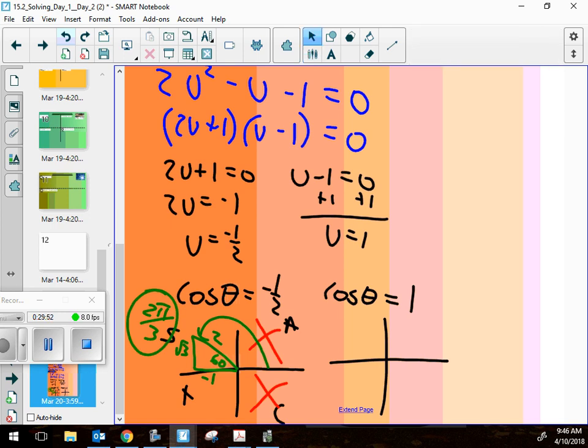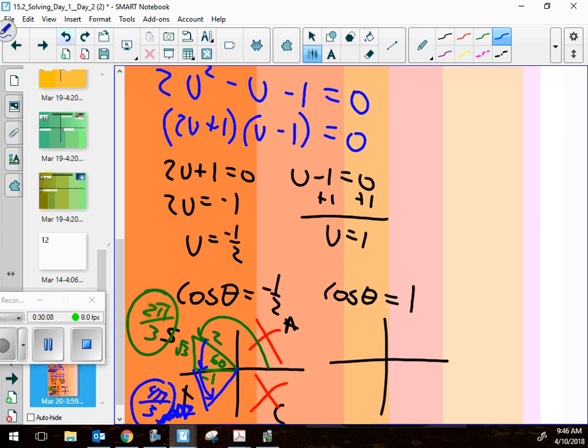And this one, 3 pi over 3 would be here, 4 pi over 3. Oh, it's terrible. There we go. 2 pi over 3 and 4 pi over 3.